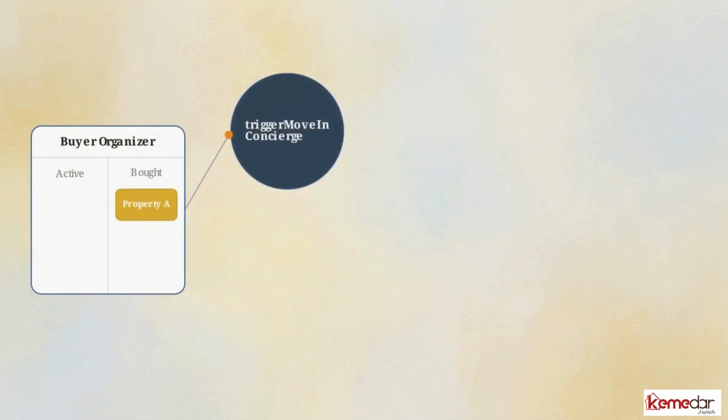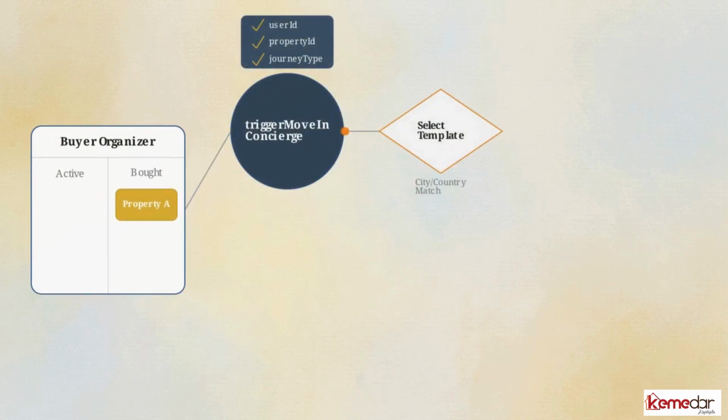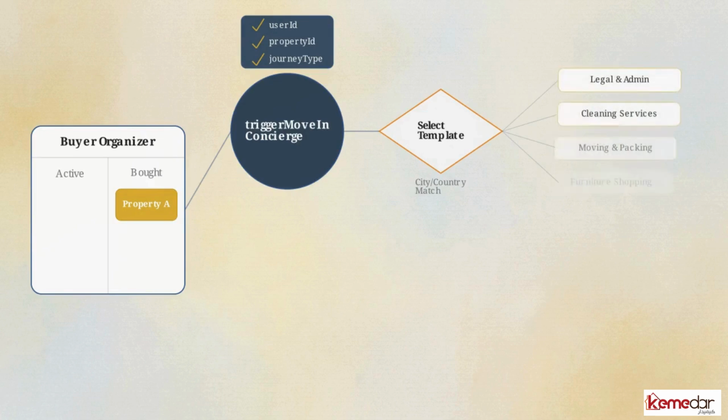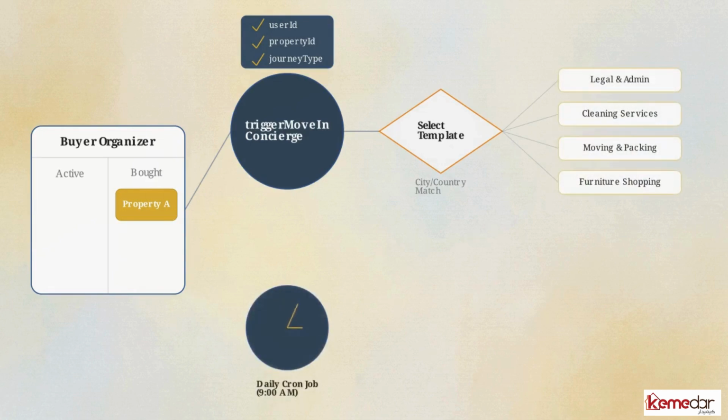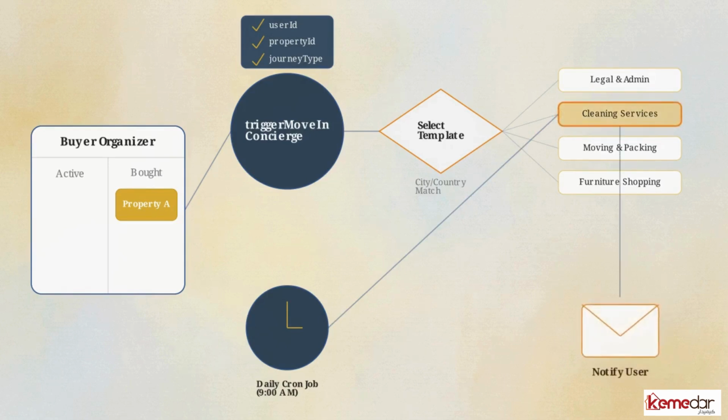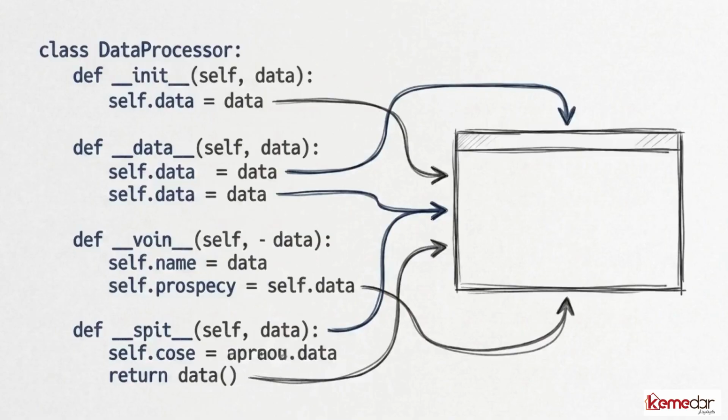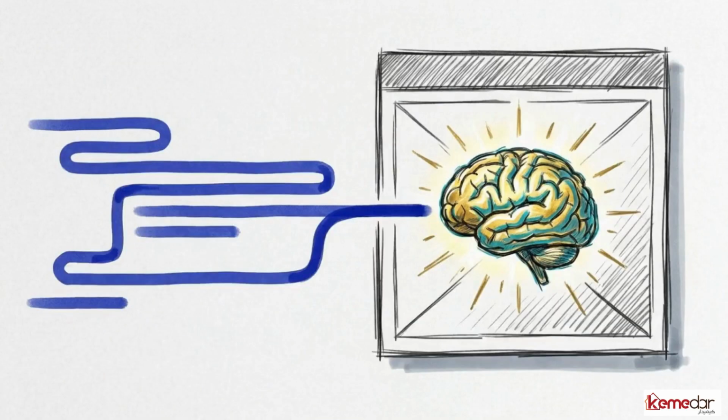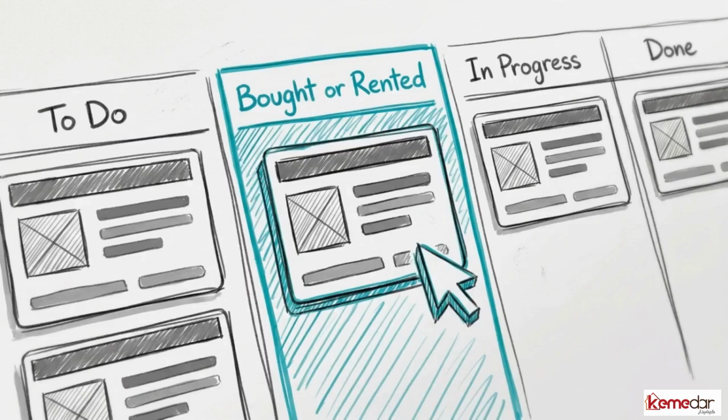This diagram shows the logic for Step 2. When the Kanban status changes, it fires the trigger Move-In Concierge function, generating a personalized list of tasks. Further down, we establish the timing. A cron job runs daily at 9 a.m. to queue all pending notifications. By establishing this backend and database foundation first, you ensure that the upcoming user interface has a functioning brain to connect to. Now move to Step 3.